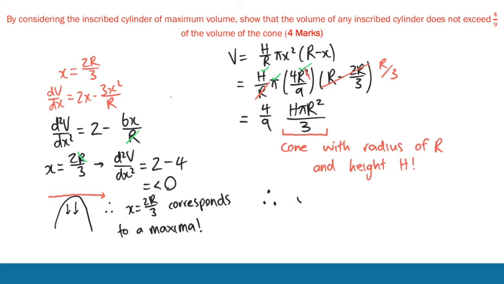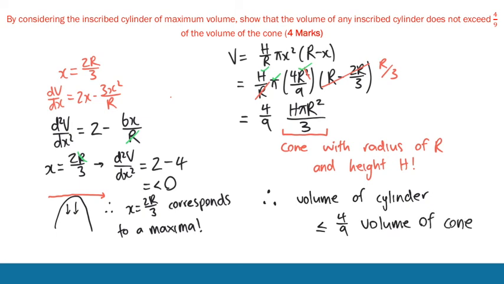Therefore, volume of cylinder is always less than or equal to 4/9 of the volume of the cone. And we can say this because we found the maximum volume, or the x value corresponding to the maximum volume. It gives this value. And since that's the maximum, it's never going to get any bigger than 4/9 of the volume of the cone. So that's how we use it to apply and find our result in step 4.